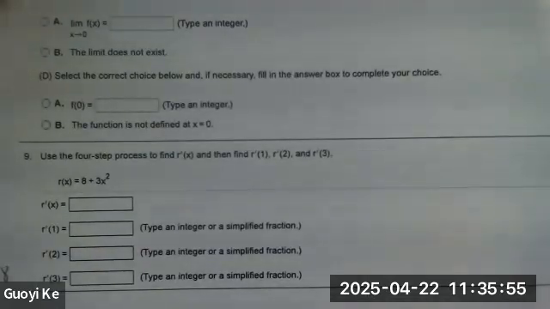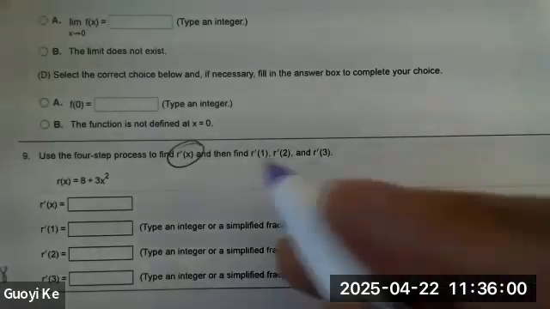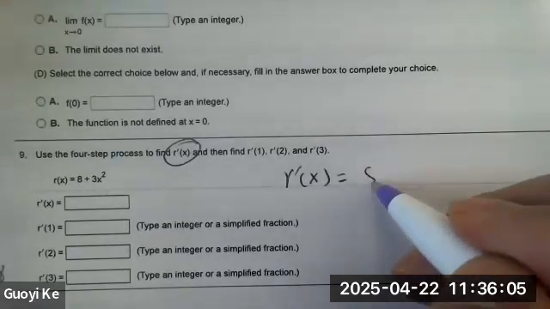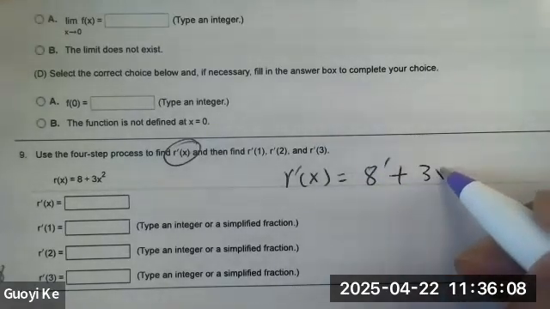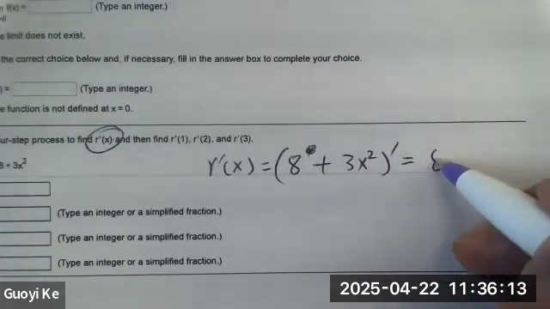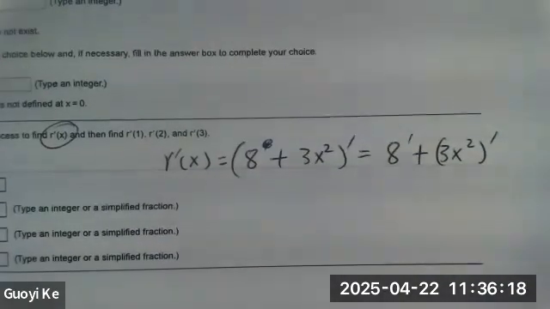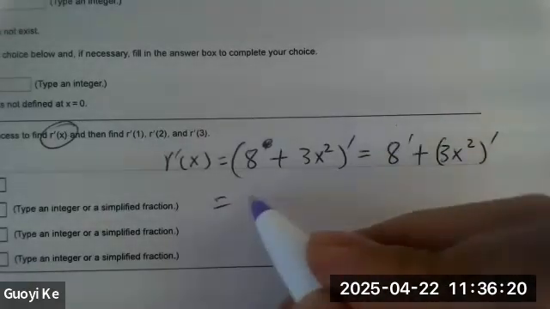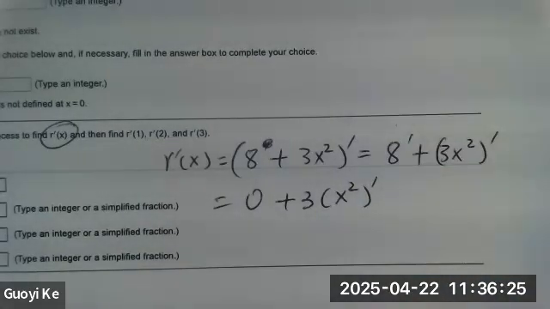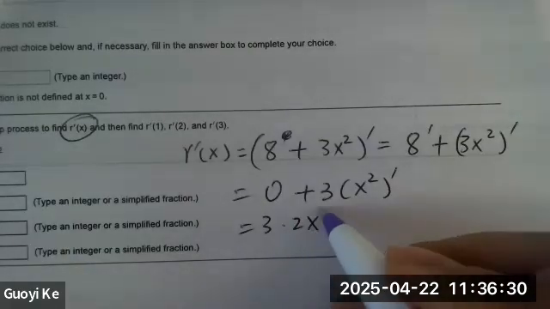Problem 9, we need to find the derivative first. How to do it? We're going to use the sum and difference rule. We have the sum rule, and this term equals 0. Then use the constant multiple rule, and then the power rule.